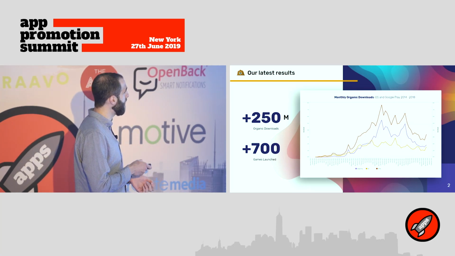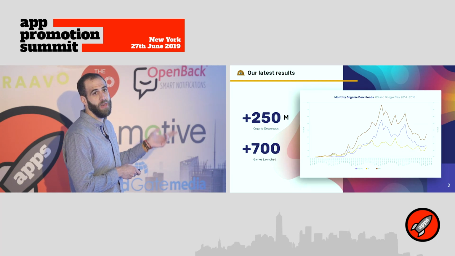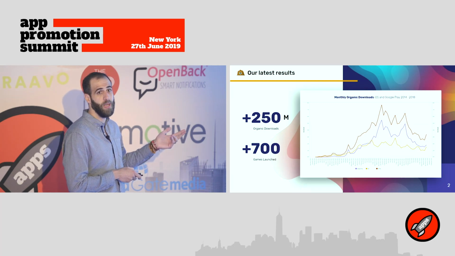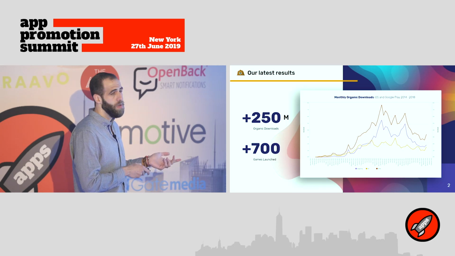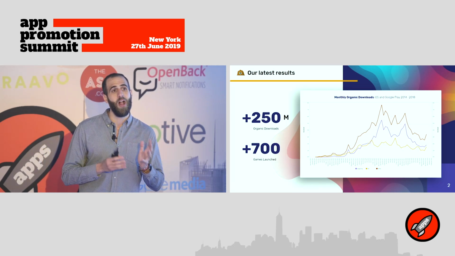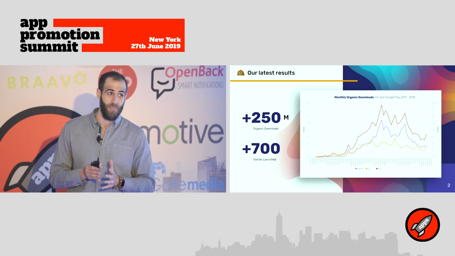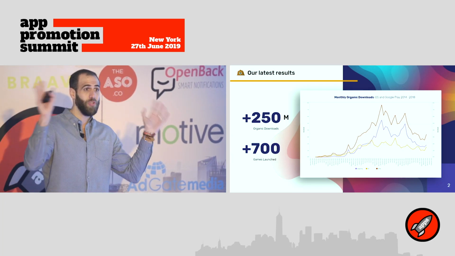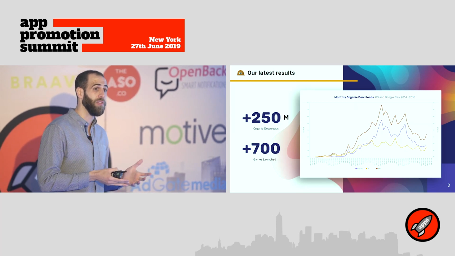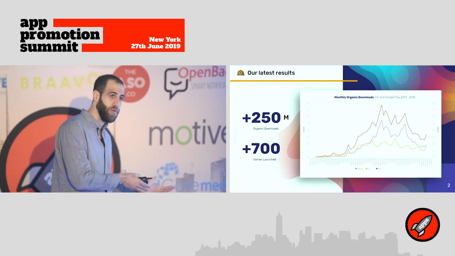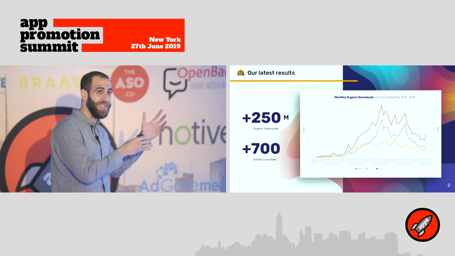Notice this is the number of downloads that we got, in both Google Play and iOS. You can see that it goes up and down. It fluctuates because there are algorithm changes. And when this happens, everything goes to crap, because we, as app marketers, have to figure out what has changed in the App Store in order to get those organic downloads again.